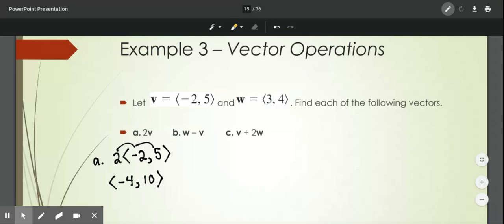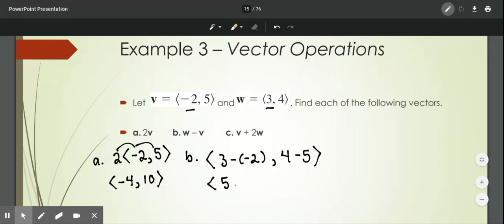Yes. A little bit. All right, if we want to subtract these vectors, then we subtract the x coordinates. So we would have 3 minus -2, and then subtract the y coordinates, 4 minus 5. And so we have 5, -1.